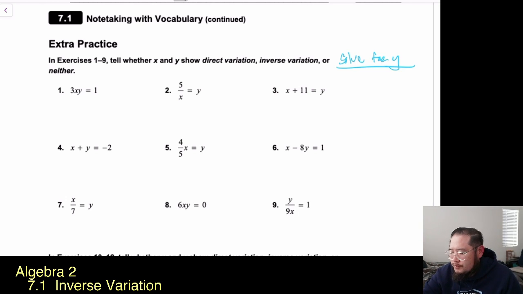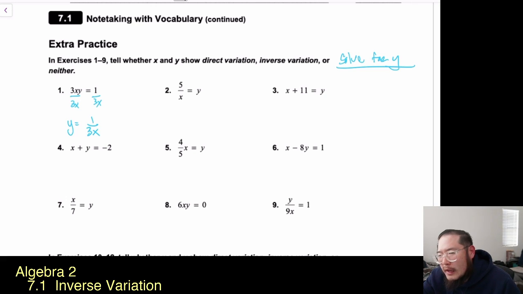All right, so let's go ahead right here. I'll try to get y by itself. We're going to have to divide both sides by 3x. And so y is equal to 1 over 3x. 1 is constant. We have y on one side of the equation. We've got x underneath in our denominator. So what that tells me right here is that this looks like it is inverse.